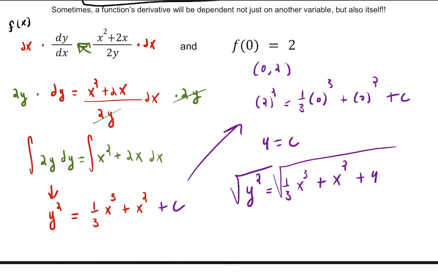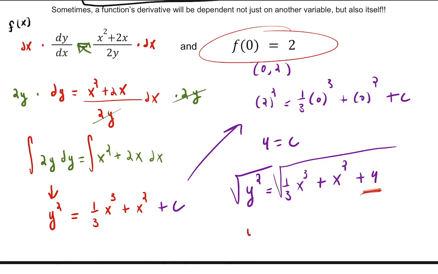Now here's the tricky thing. Normally when we take the square root of y squared, the answer could be either negative y or y, right? Normally we have that plus or minus out here. But what we need to think about is, what are we trying to find here? We're trying to find something where if I plug in 0 for x, I get out 2 for y. And when you plug in 0 for x, what do you get here? You get 4. And the square root of 4 is just positive 2, not also negative 2.